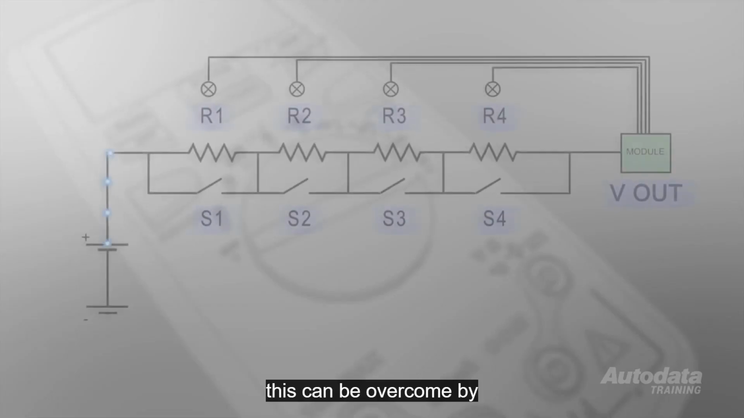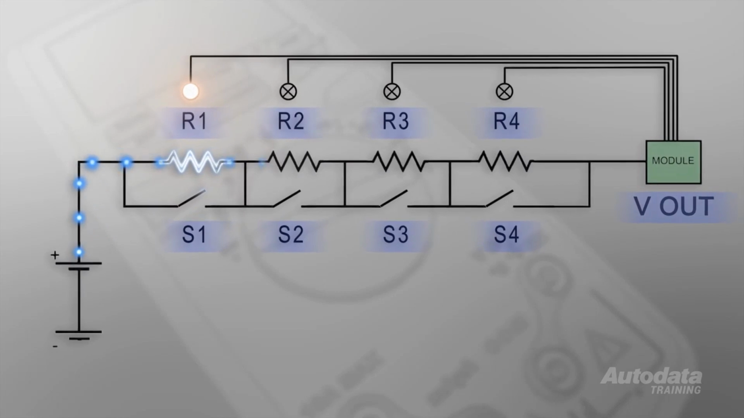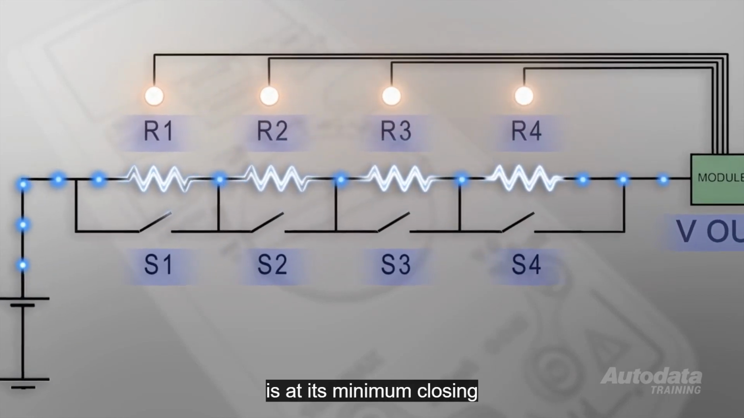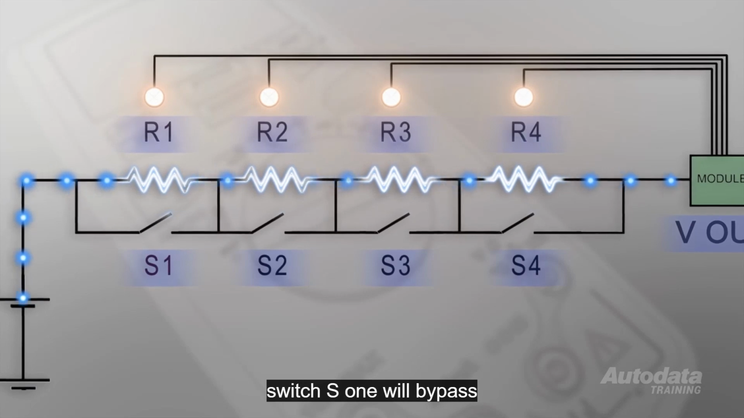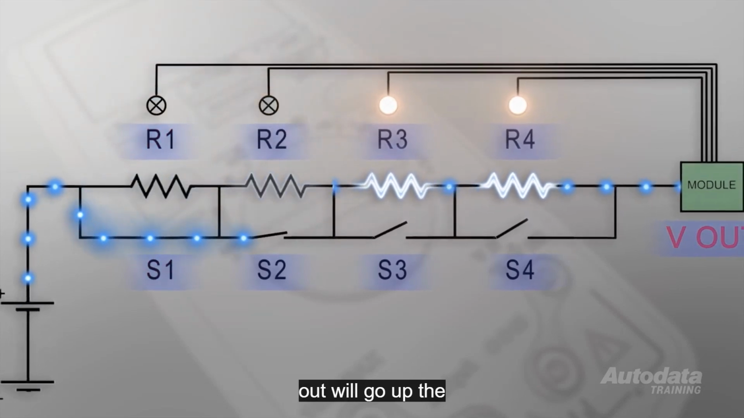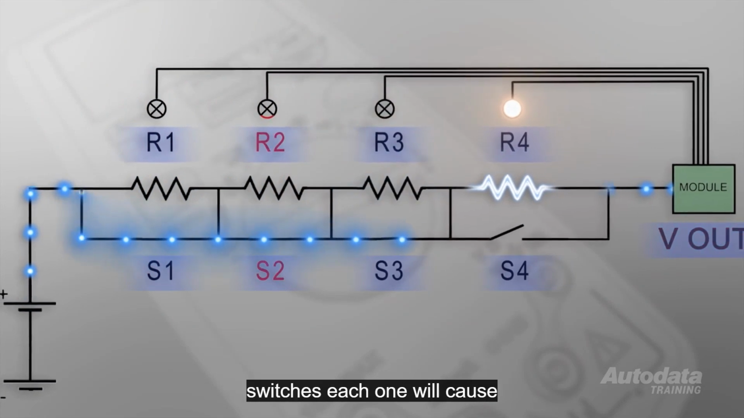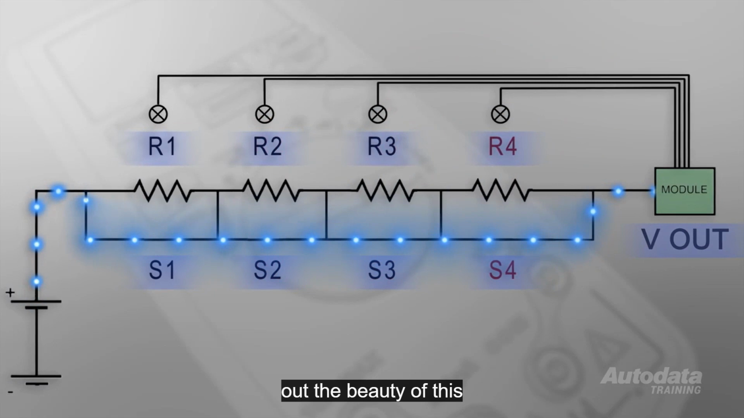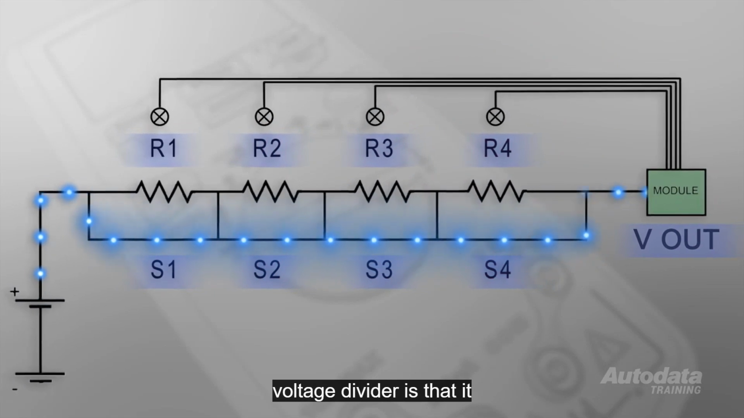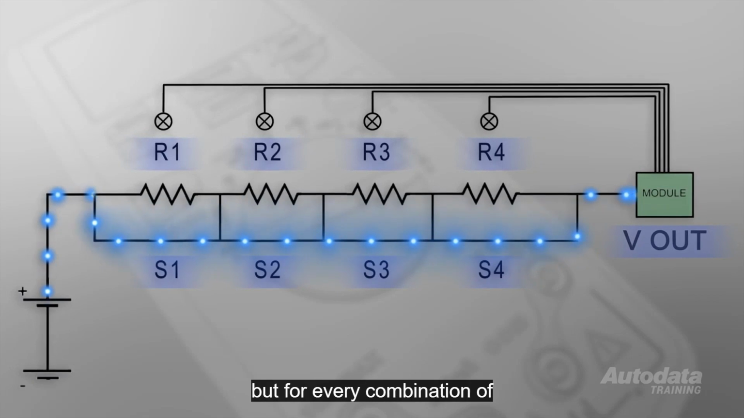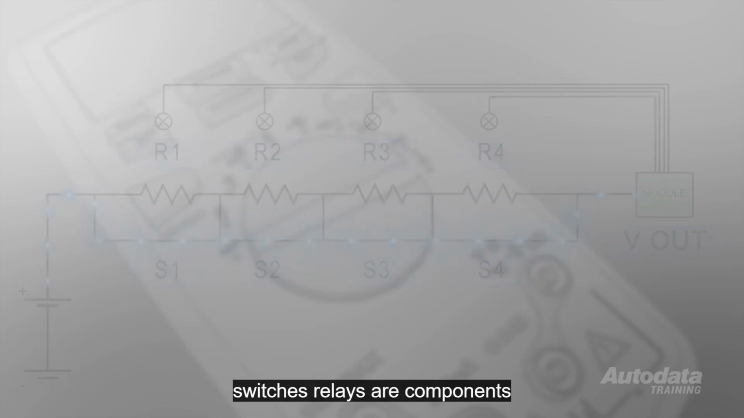This can be overcome by this type of voltage divider. With all the switches open, the voltage to the module is at its minimum. Closing switch S1 will bypass R1, so Vout will go up. The same applies to all the switches. Each one will cause a different voltage in Vout. The beauty of this voltage divider is that it can be designed to not only send a different voltage for each switch, but for every combination of switches.